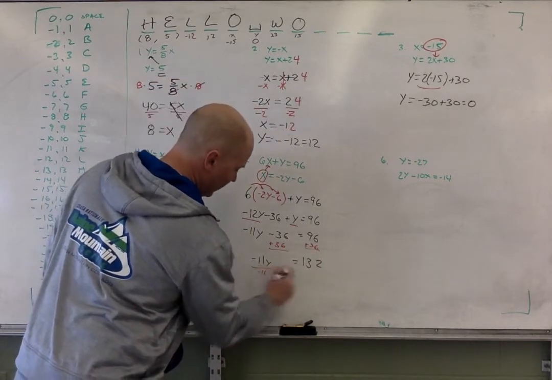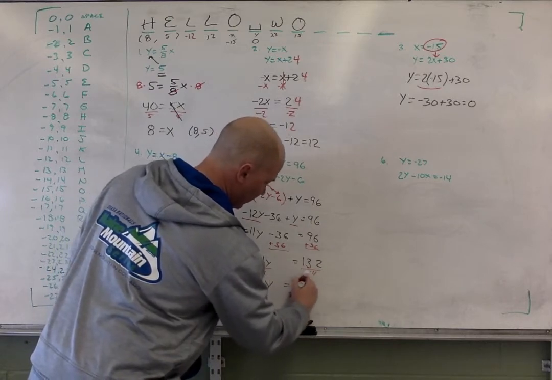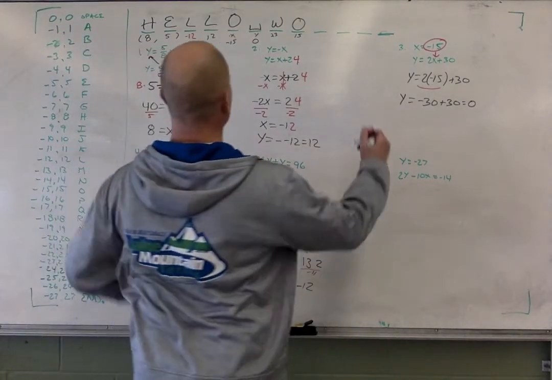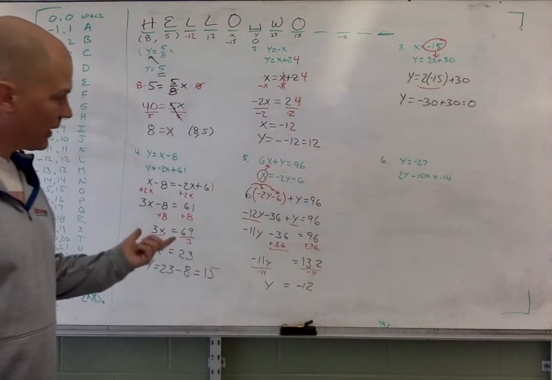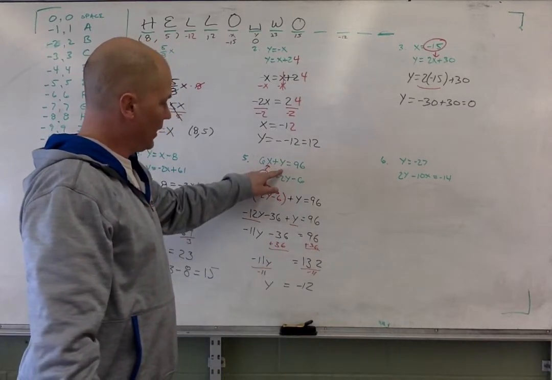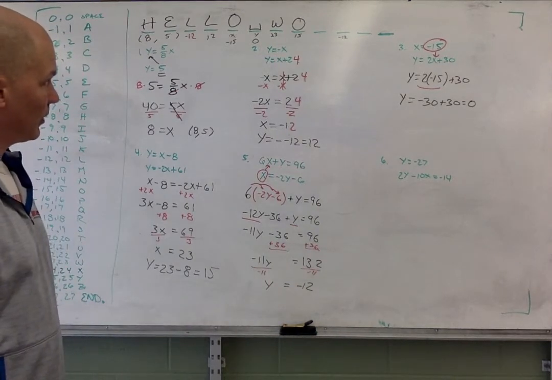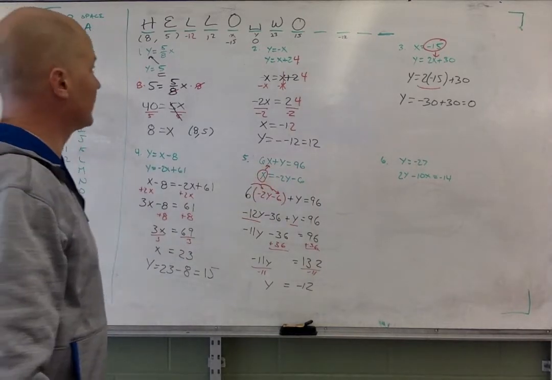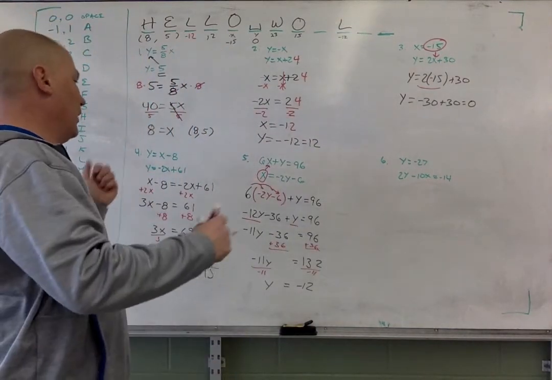Divide both sides by negative 11. This is negative 12. Whew! So we got negative 12 here. That's our y value, so it goes over here. We need to go back to get our x value. I think plugging in negative 12 here is actually going to be the easiest. Yeah, I think it's going to be easiest here. We also know negative 12 is L.